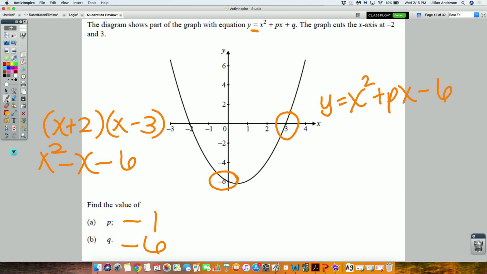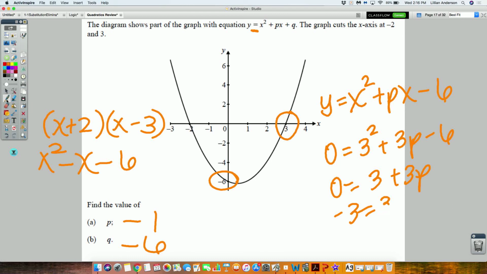So this is y equals. I could have plugged in 0 for y and then 3 for x, and then solve for p that way. That's another way I could have done it. So then that'll give me 3 plus 3p, subtract 3, divide by 3, and p was -1. Get the same thing. That's another way you can do it.